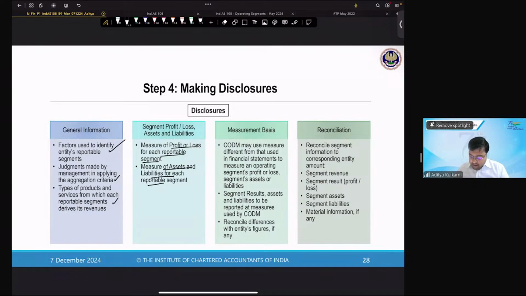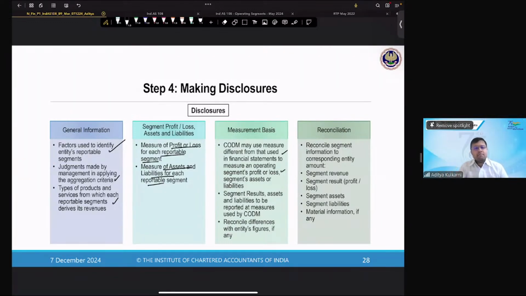You may use a measure different from that used in financial statements to measure an operating segment's profit or loss, segment assets or liabilities. See, many times, the way we present the data to the management is quite different from what happens in financial reporting. Like in financial reporting, you have seen your format of the P&L, right? In the format of the P&L, what do we have? Revenue from operations, other income to give you total income.